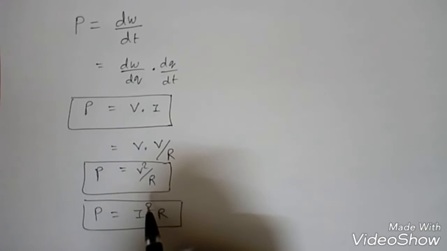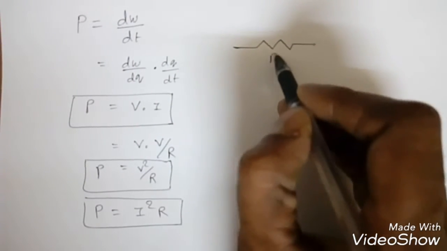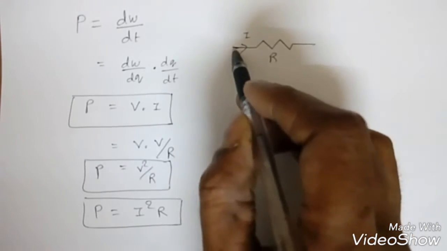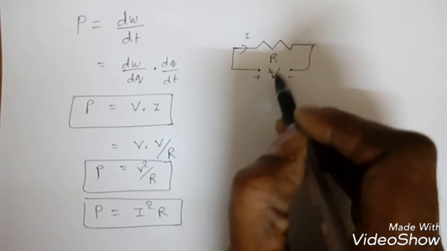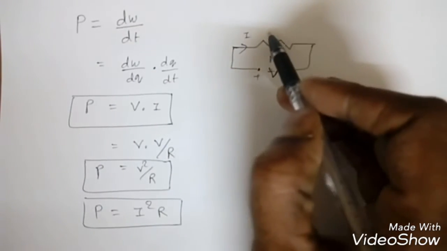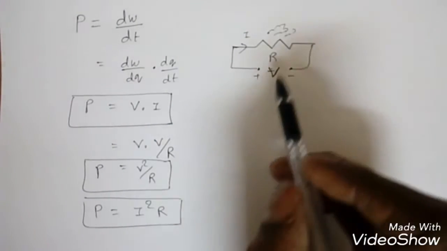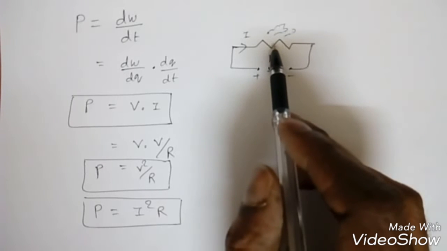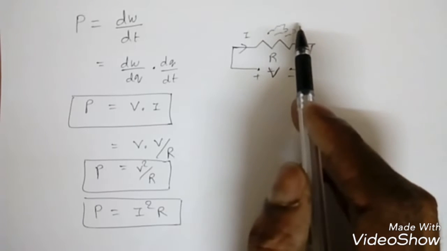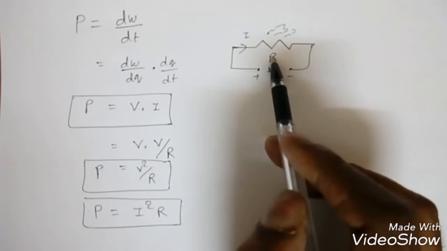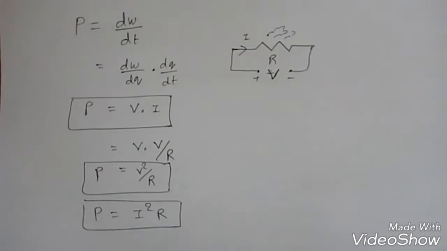Now how it will be absorbed or dissipated: both the resistor R, the current flowing I and the voltage V plus minus V, it will dissipate in the form of heat. Remember, energy can neither be created nor destroyed. It will be transformed from one form to another form. So electrical energy is converting to heat form. So some heat will be generated around the resistance. So this is about the power.